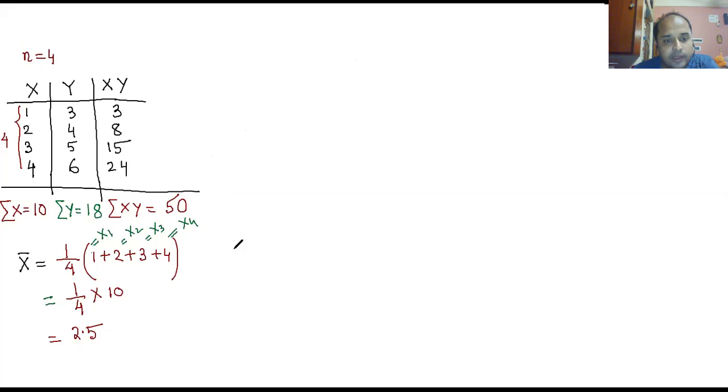Similarly, if you want to calculate y bar, then you can apply the similar approach, which is 1 by 4. Let me see what Dipanjan is saying. Once more, please. Okay, Dipanjan. Sure. See, Dipanjan, you are asking me to say this once more. I'm going to calculate y bar. I'm going to calculate the arithmetic mean of y.